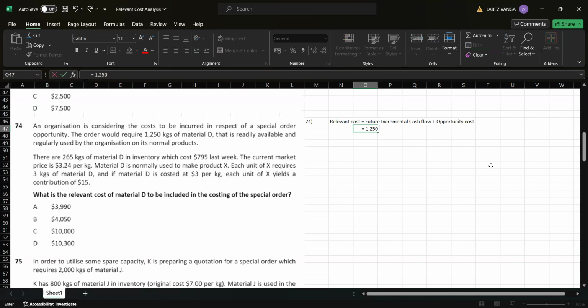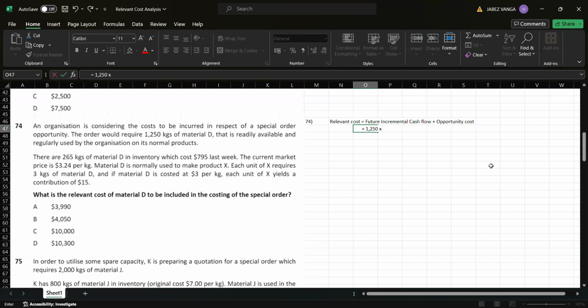But this 265 kgs of material D, which is already available, is normally used to make product X. So when it is already used for making product X, the question about whether it can be used for the special order does not arise. So what does it indicate? It indicates that the entire amount of 1,250 kgs of material has to be purchased at the current market price.